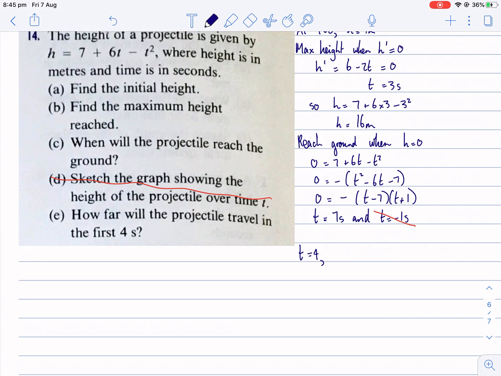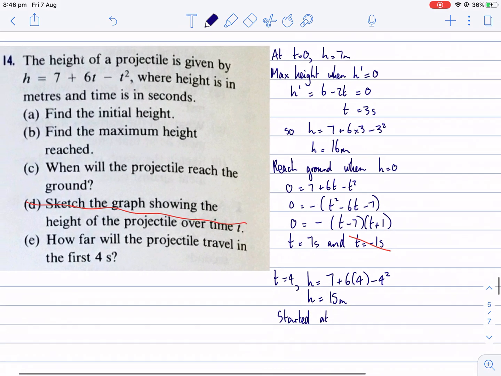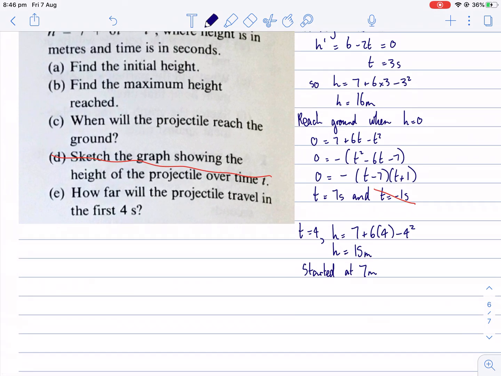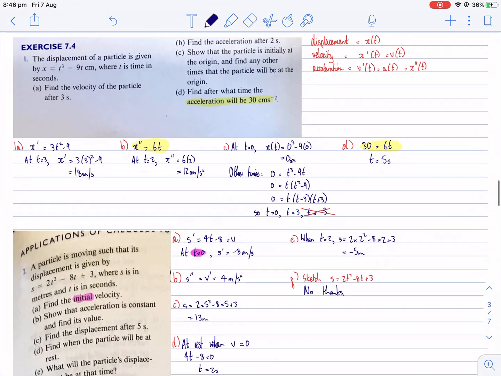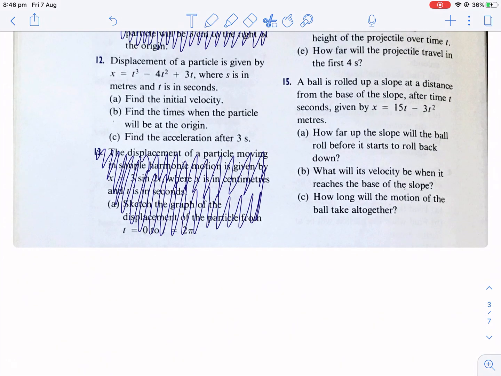How far will it travel in the first 4 seconds? So the height equals 7 plus 6 times 4, take 4 squared, which is 15 meters. It started at 7 meters, so it travelled 8 meters. Okay. And one more.